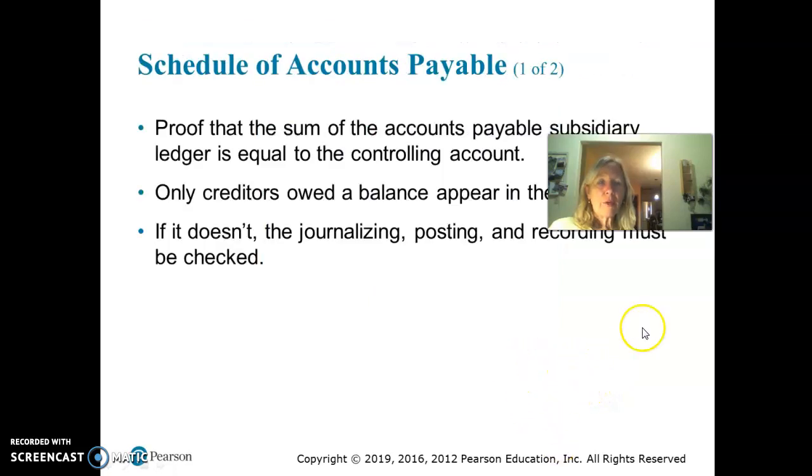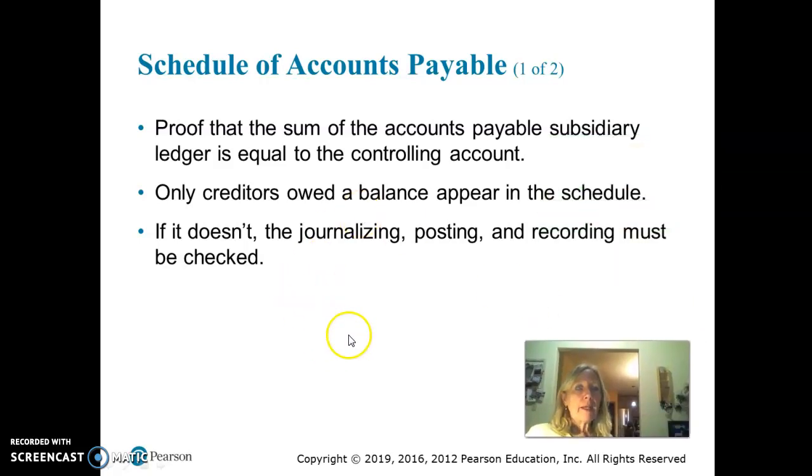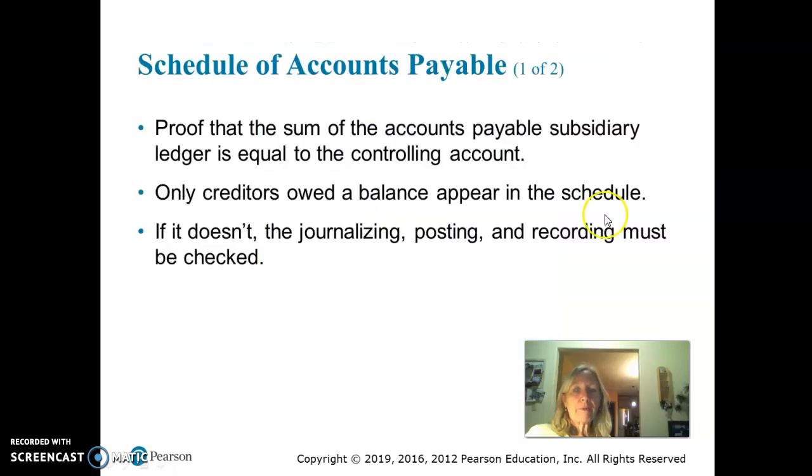Okay, so basically the schedule of accounts payable is proof that the sum of the accounts payable subsidiary ledger is equal to the controlling account. We just said that. Let me show you. So here's your balance in your accounts payable. These are what we paid off. This is what we owe. Remember, we always have a credit balance in accounts payable. And then if we were to add up all the subsidiary ledger, that would equal 7,130 also.